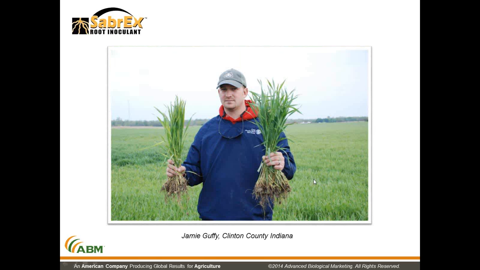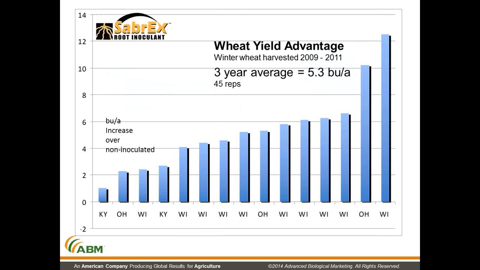Here's another guy from Clinton County, Indiana. Same variety of wheat in the same field, treated on the right, untreated on the left. Just had a big difference in that field. On average, with ABN, we're seeing a 5.3 bushel yield advantage across the U.S.